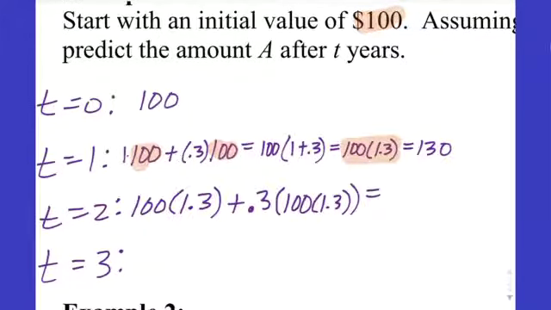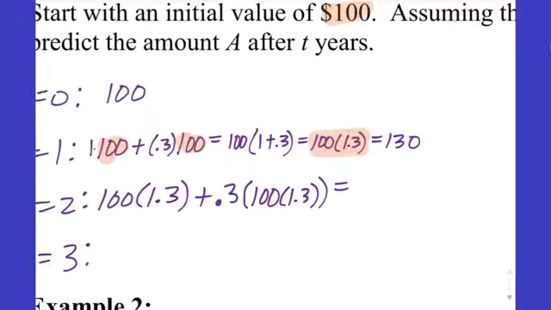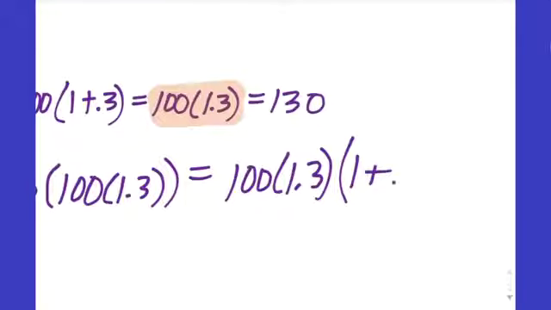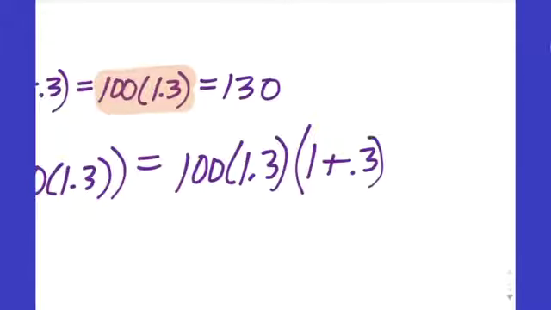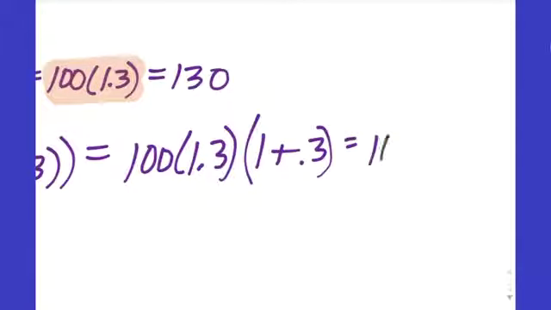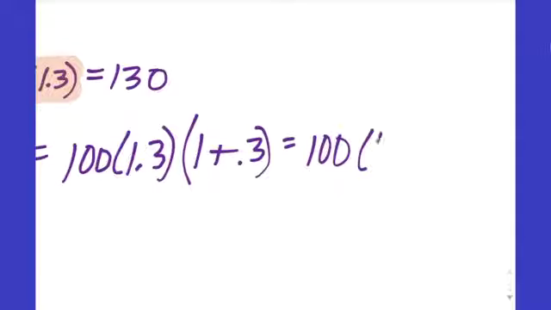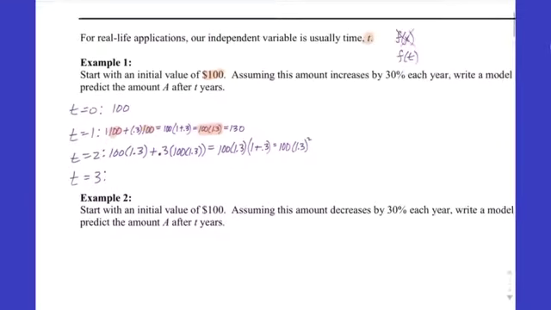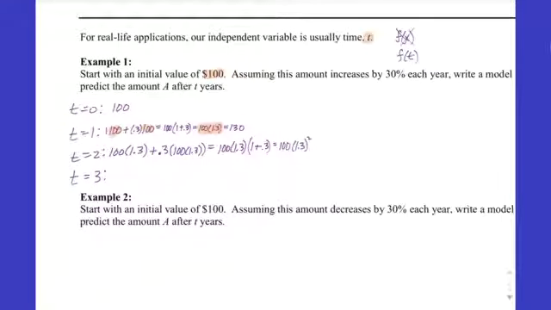Now let's see if we can factor out the 100 times 1.3. If I do that, I get 100 times 1.3. And when I factor it out of the first term, I'm left with a 1. Plus, when I factor it out of the second term, I'm left with 0.3. Well, what do we have there? We have 100 times 1.3 times another 1.3. What's 1.3 times 1.3? 1.3 squared. Oh, wow. Okay. Sweet. Let's do it one more time.